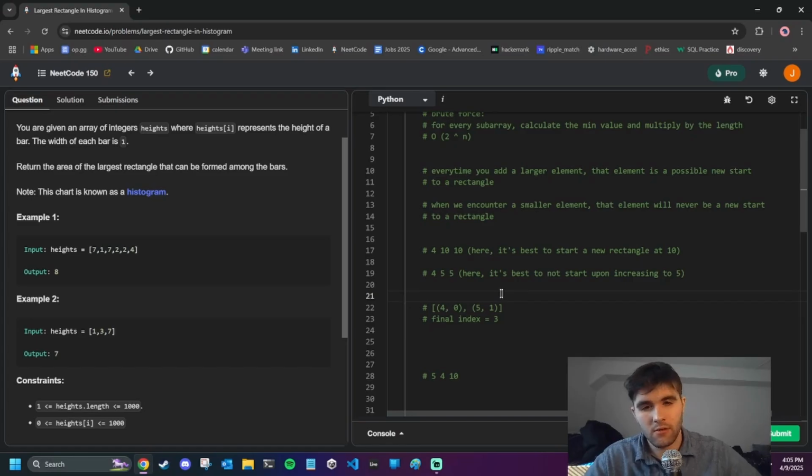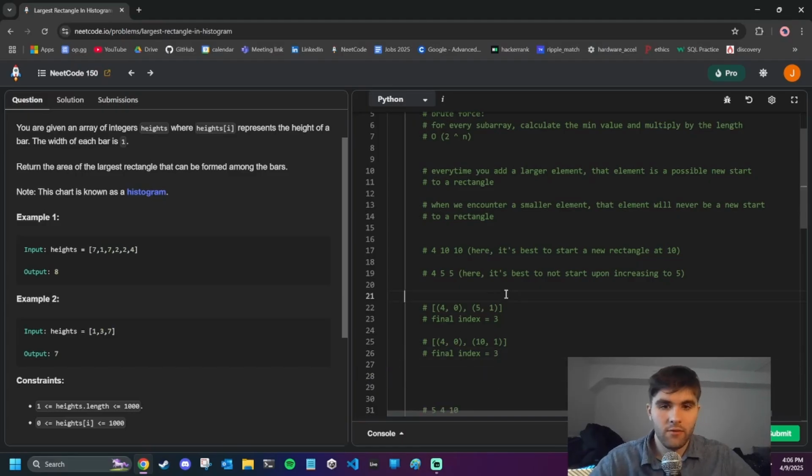And then if we have 4, 10, 10, right? So 4, 0 is our first increase. And then 10, 1 is our next increase. And then our final index is 3. So then it's 10 times 2 or 4 times 3. Yeah, exactly.